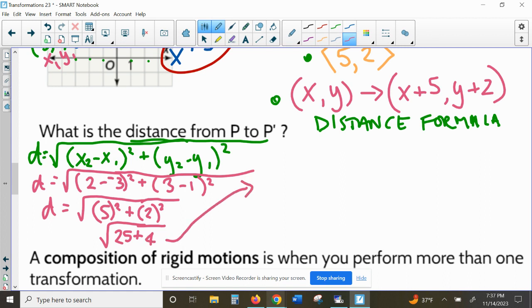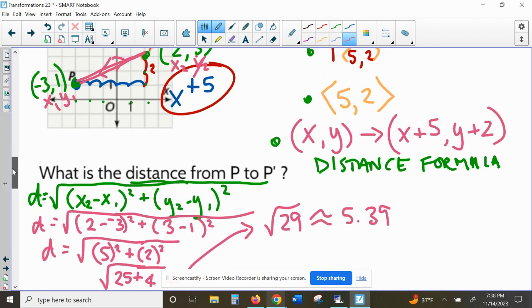So this is the square root of 29. And remember, you can put that in a calculator. Square root of 29. I'll go ahead and do that. And I get approximately 5.39 units.